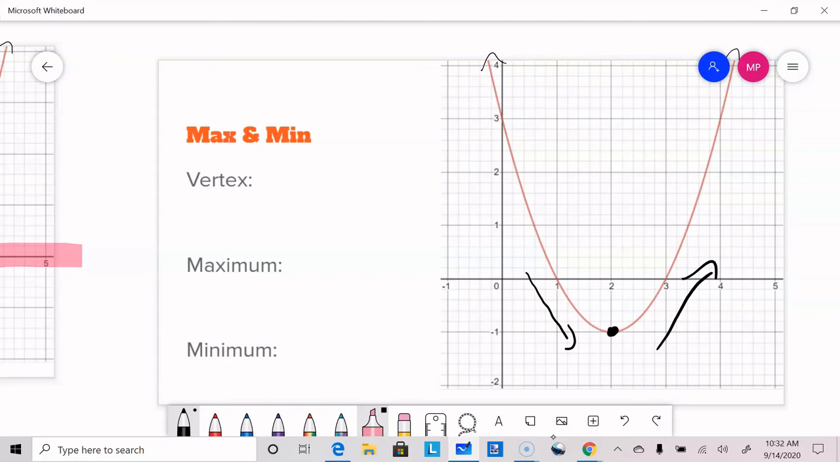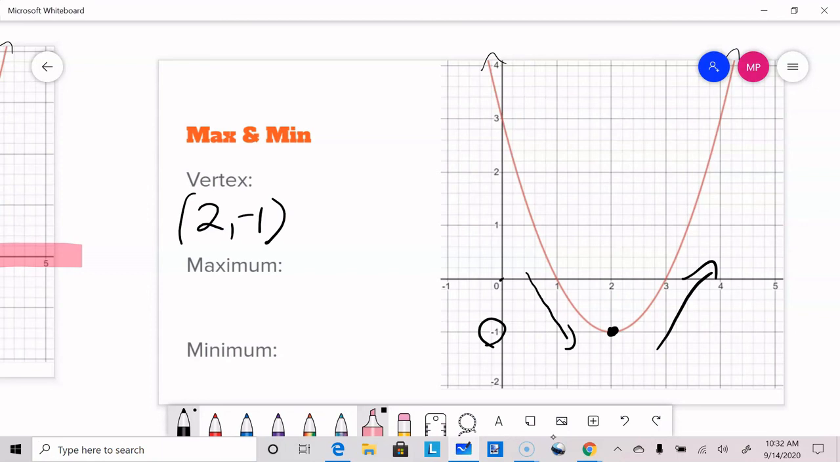So our vertex, we're gonna name off the point. So we're gonna start at 0, 0, and we count over 2. So we know that our x value is 2 to get to it. And then instead of going up 1, we're going to go down 1. So going down 1, that's negative 1. So our vertex is going to be 2, comma, negative 1.